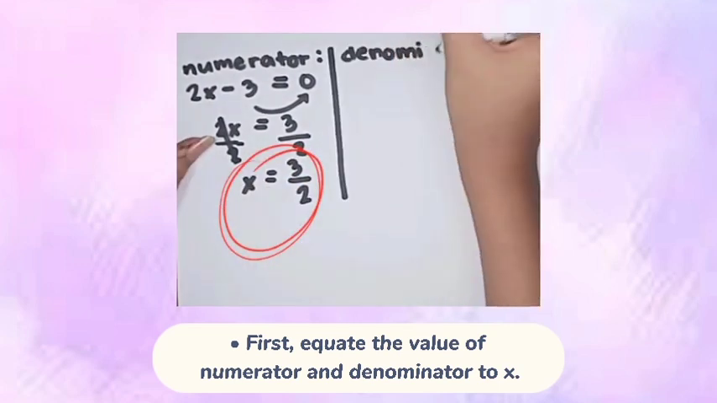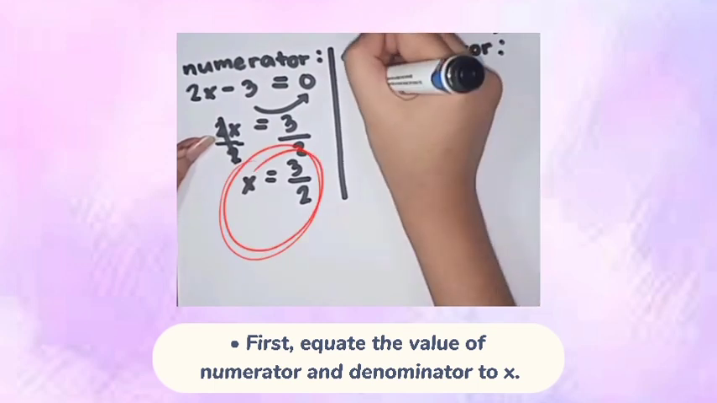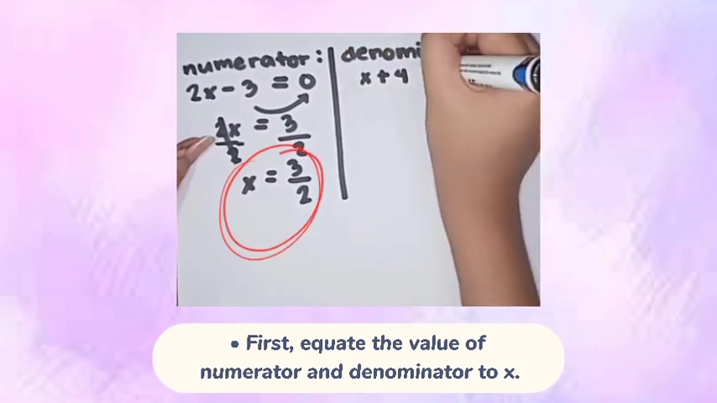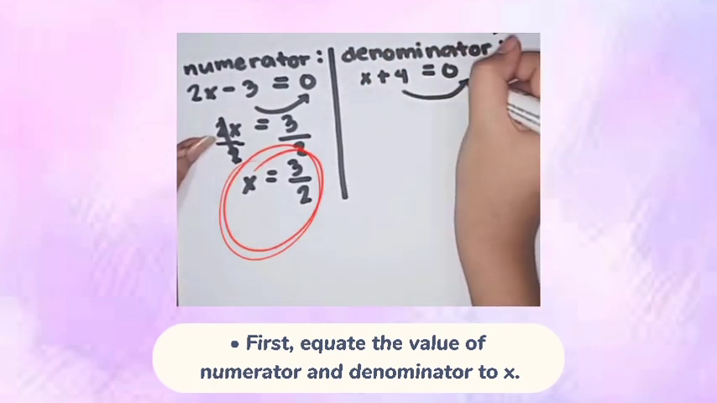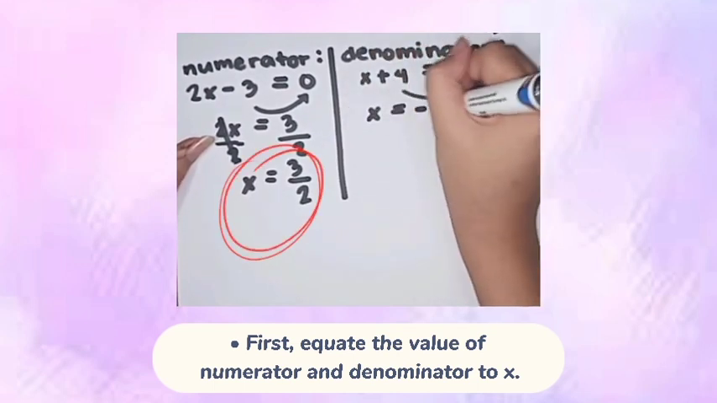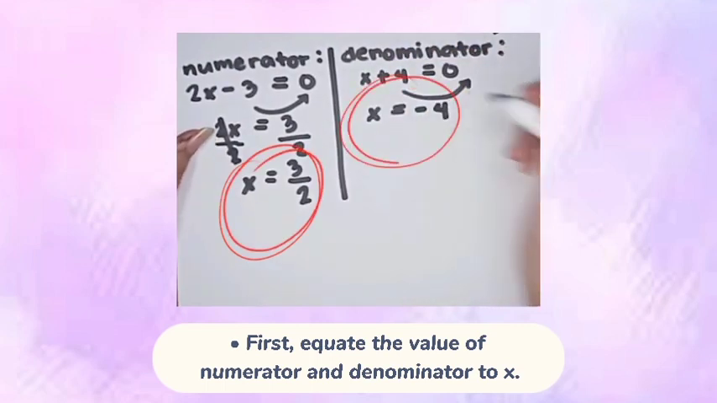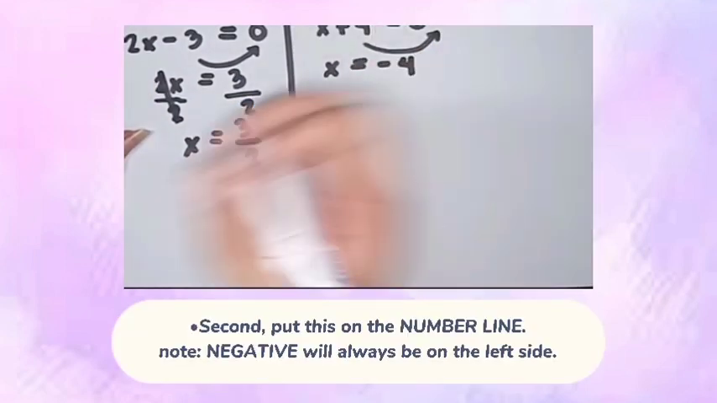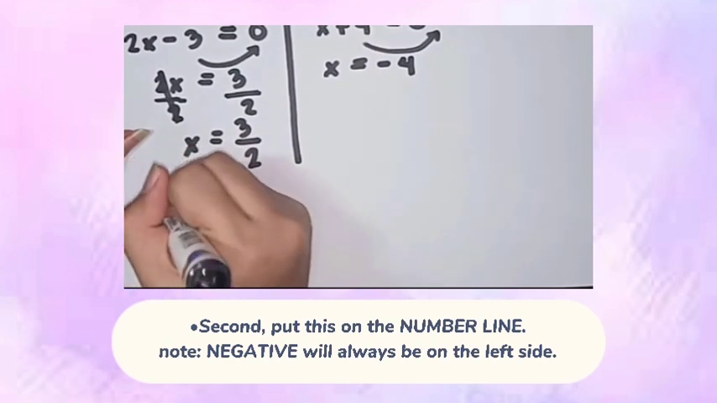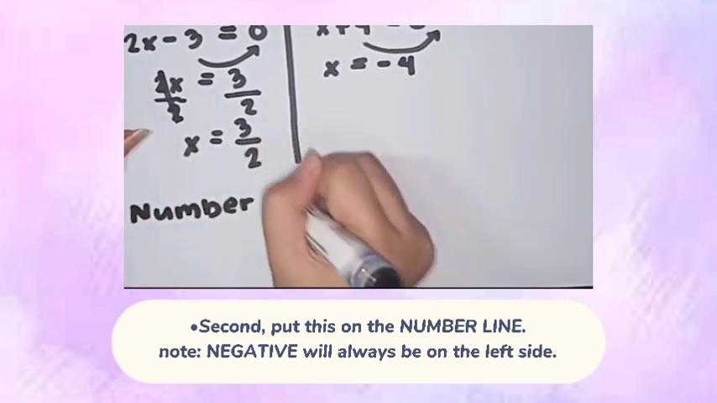For the denominator, we have x plus 4 is equal to 0. So, transpose: x is equal to negative 4. So, these two x values here, we are going to put on our number line.